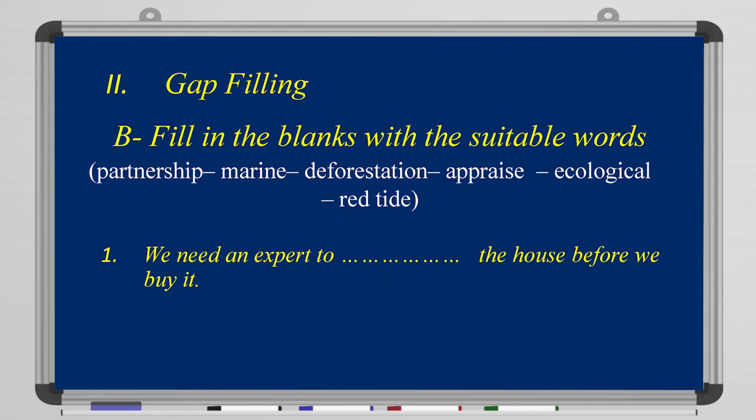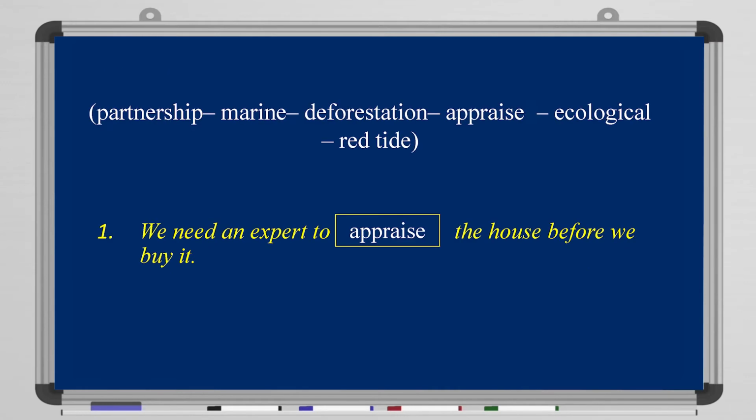So let's look at the gap filling. So we have partnership, marine, deforestation, appraised, ecological, and red tide. Question number 1. We need an expert to blank the house before we buy it. So we need an expert to appraise the house before we buy it. Very good.